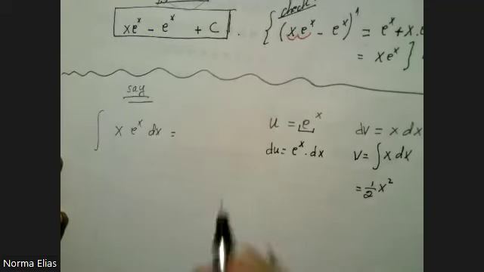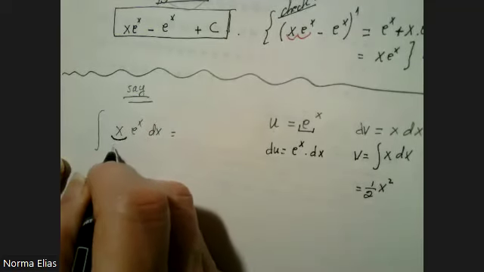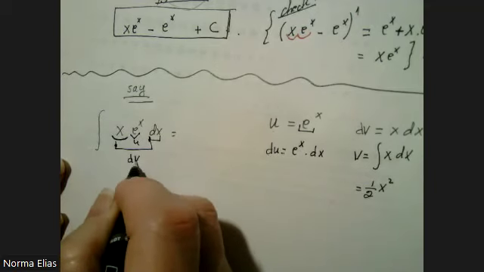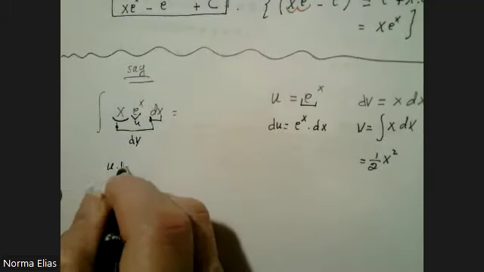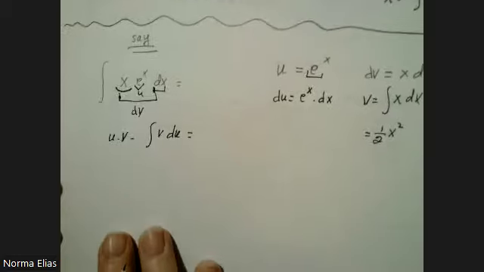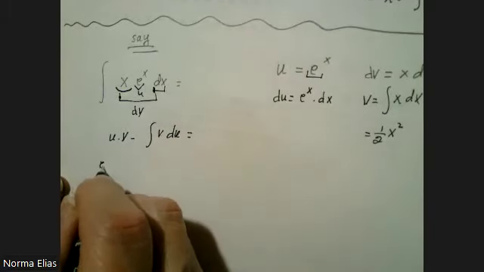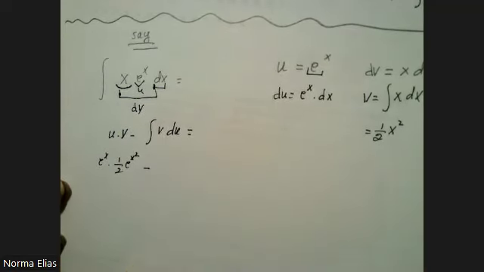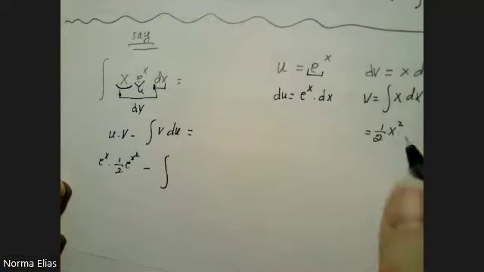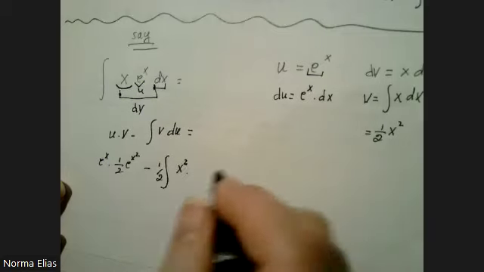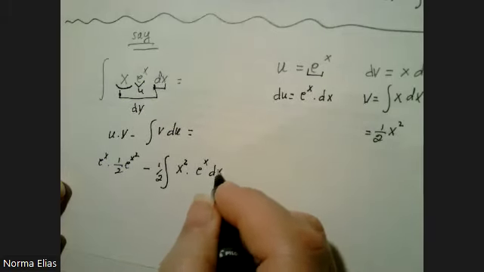So Peter kept going. In my case, this is the u, and this is the dv. So after that, he kept going correctly: uv minus the integral of v du. All right, so what is he going to get? U is easy, it is e^x. V is a half x squared. So he gets a half e^x x squared minus the integral of v du. V is a half x squared. Du is e^x dx.